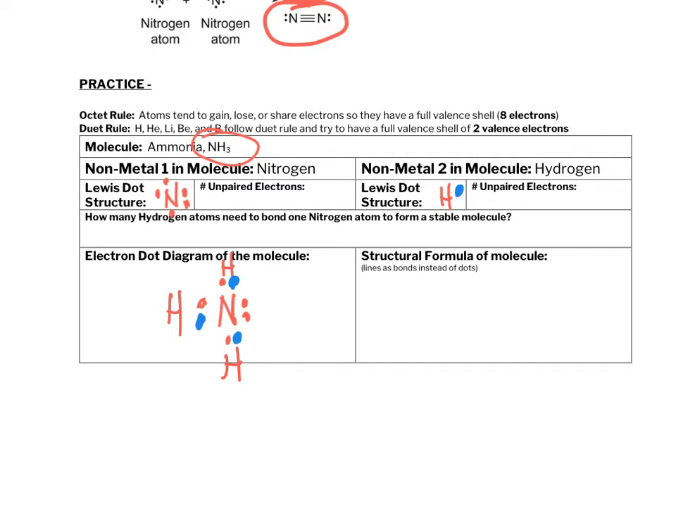All right, if we do this as a structural formula, that's when we use dashes. Instead, we could draw N with a dash to the H, a dash to the H, a dash to the H, and then a lone pair on there. That might be a different way to draw it.